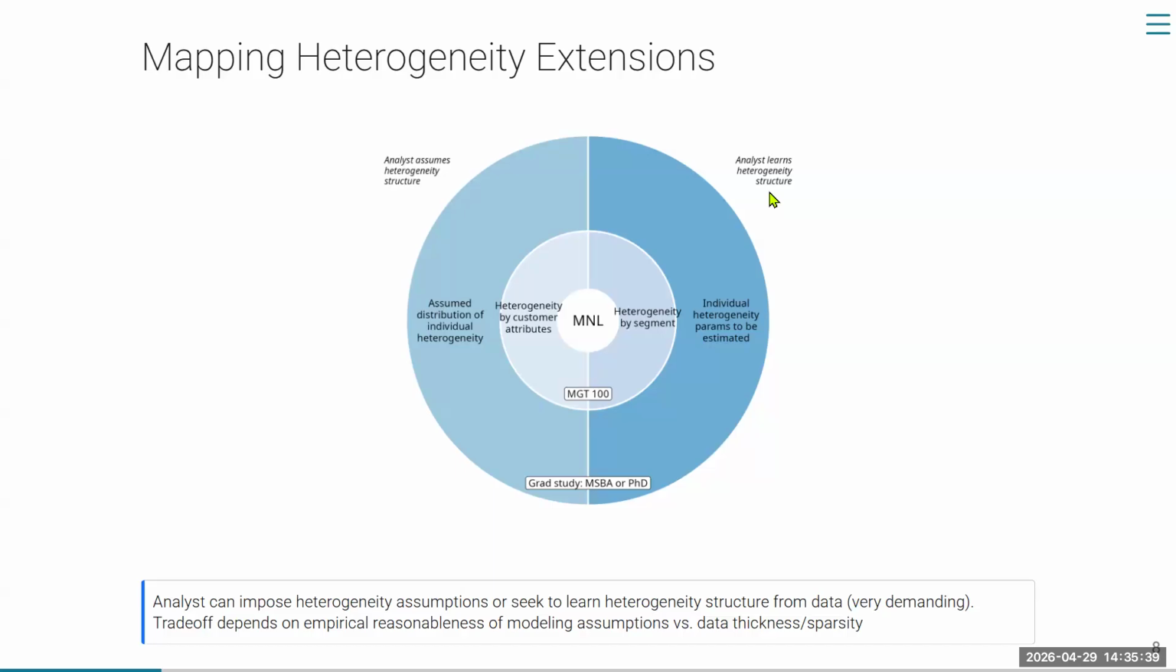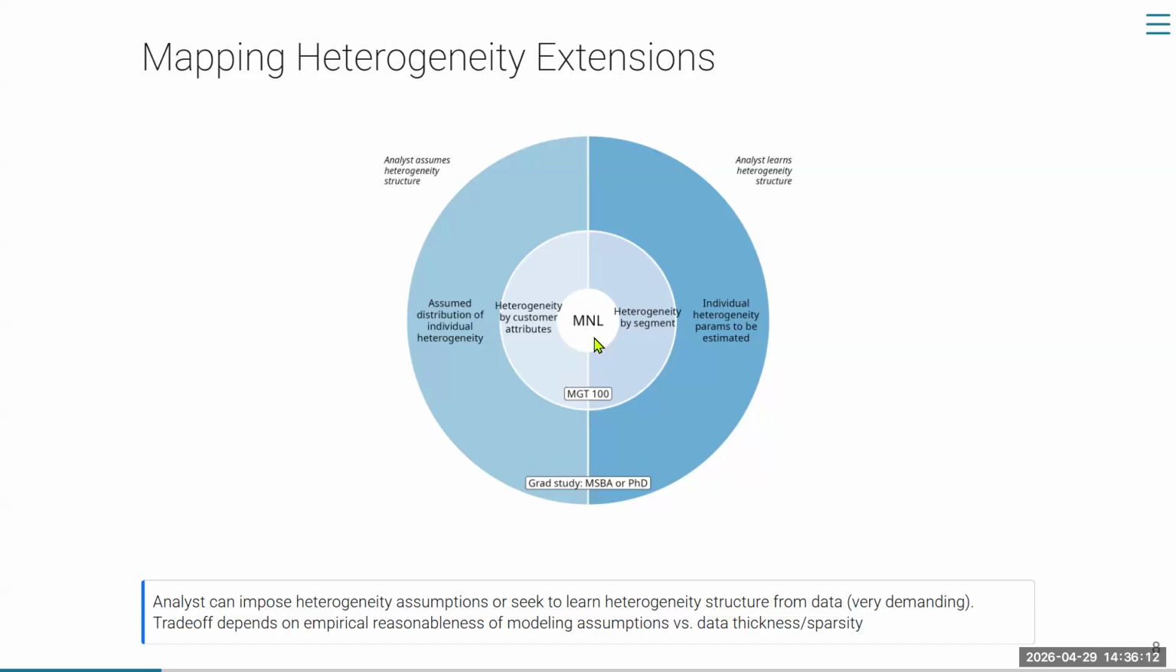In an ideal world, you might prefer to learn the structure from the data. However, it's very demanding of the data. We often won't have enough data that will enable us to meaningfully learn a heterogeneity structure. So that's why both approaches exist, and they can differ empirically depending on the characteristics of the estimation data set.